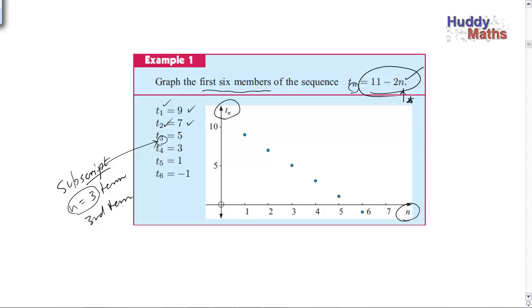So come along here, term 1 is 9, term 2 is 7. And you can see what we usually describe here in this mathematical model, because this is now a graphical model, isn't it? This is a graph.